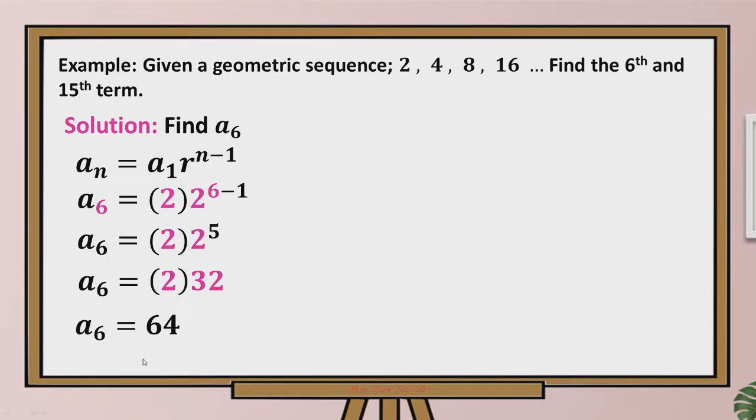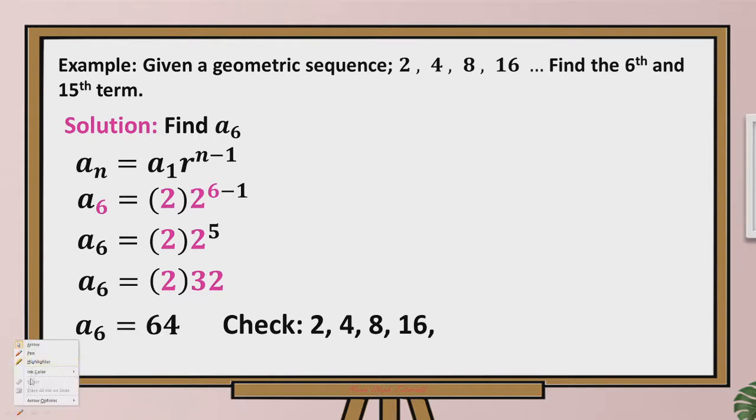So, paano natin malalaman kung tama yung sagot natin? Pwede naman tayong gumawa ng checking. Again, sa sinabi ko kanina, madali lang yung pagkuha ng 6th term kasi mas malapit-lapit siya sa terms na binigay sa ating sequence. So, to do the checking, we have the sequence 2, 4, 8, 16.